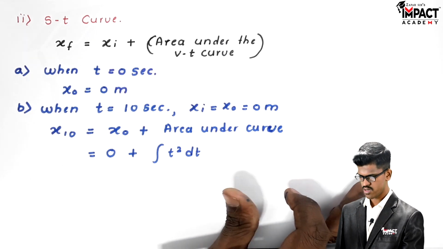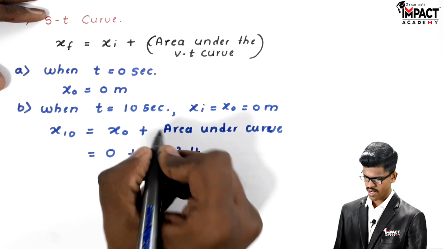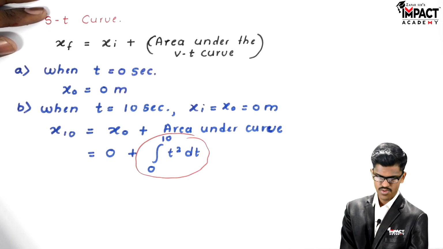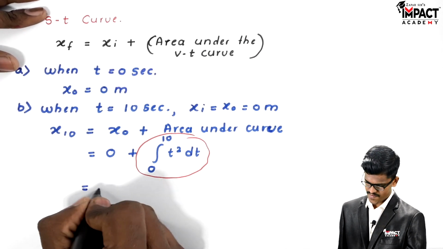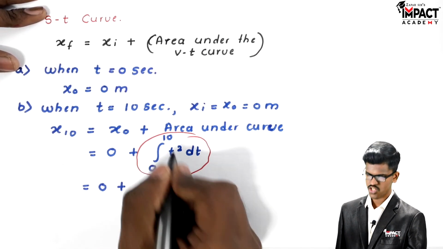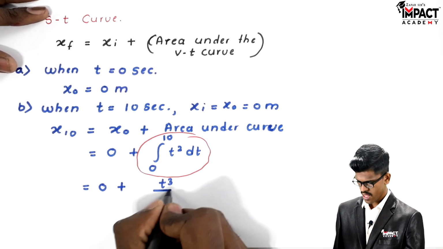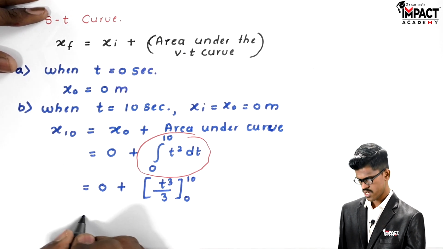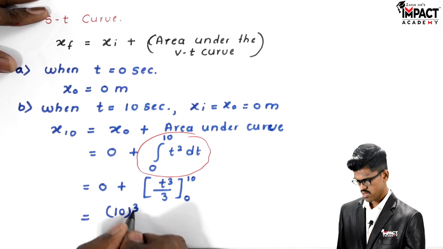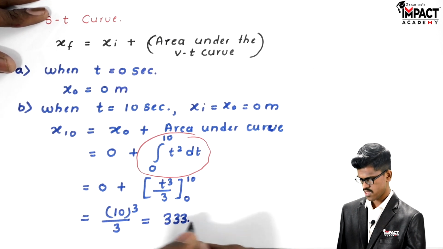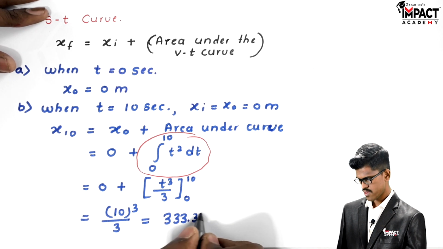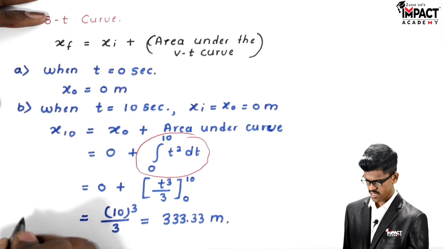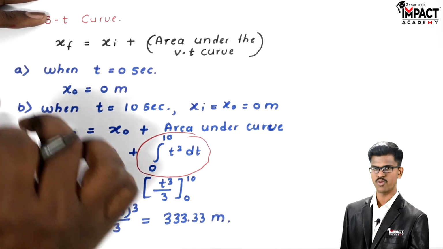So we simply substitute the upper limit and lower limit; the lower limit is 0 and the upper limit is 10. Okay, so we use this formula. So just calculate 0 plus the integration of t square, which is t cube by 3. Lower limit is 0, upper limit is 10. Substitute here, we get the answer, that is 333.33 meter.